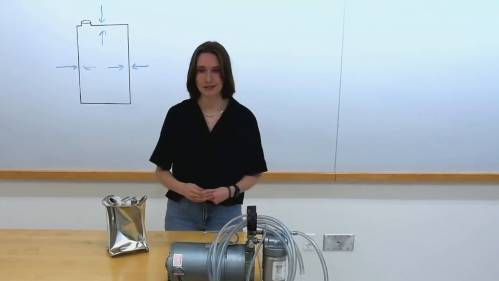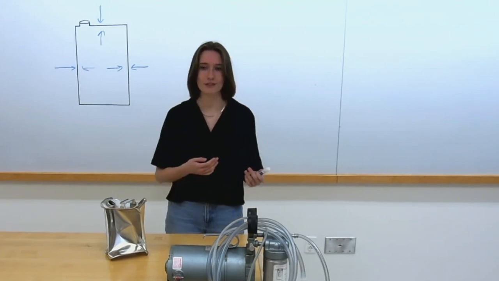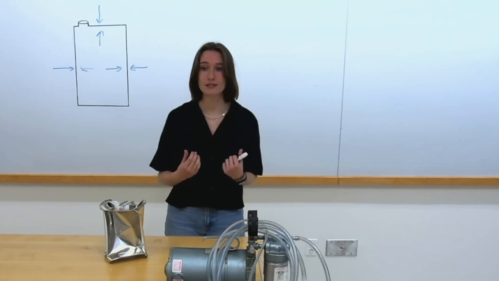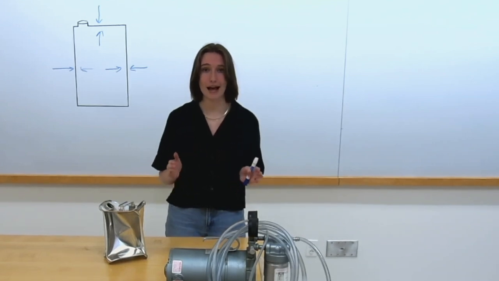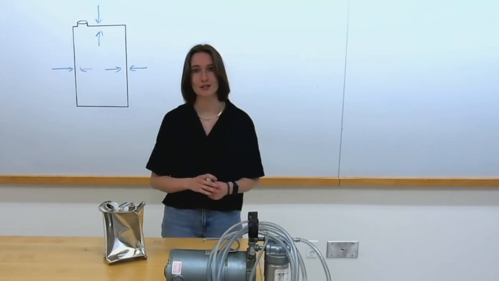maintain its shape. But when we hooked up this can to the vacuum pump and removed all of the air, there was no longer any pressure inside pushing out. There was only the air pressure from outside pushing in, which caused the can to crumple.